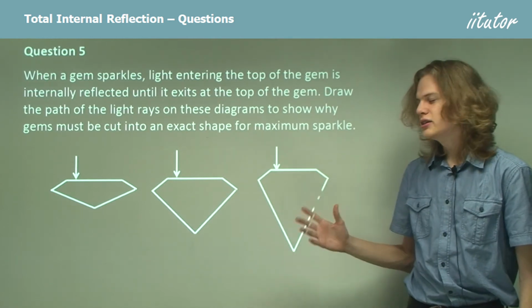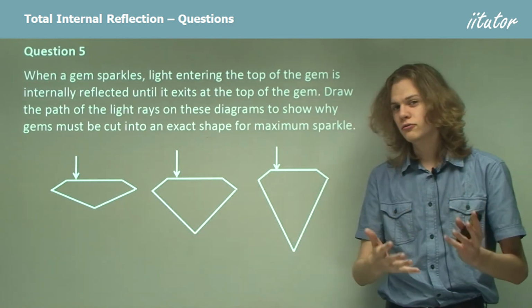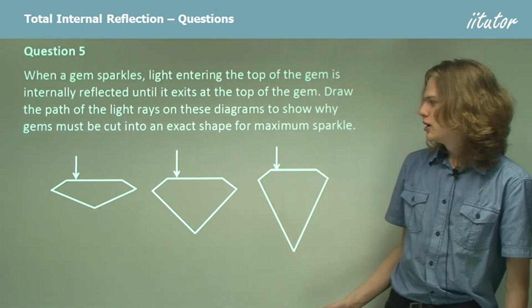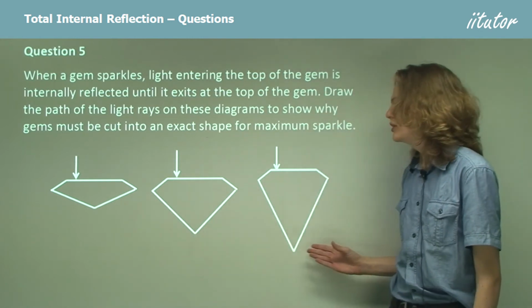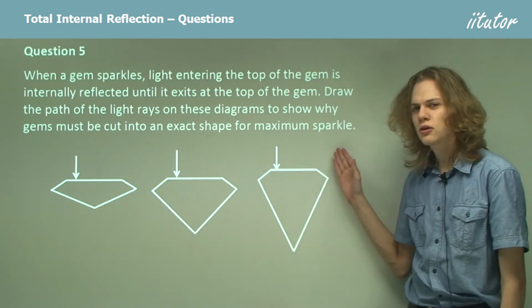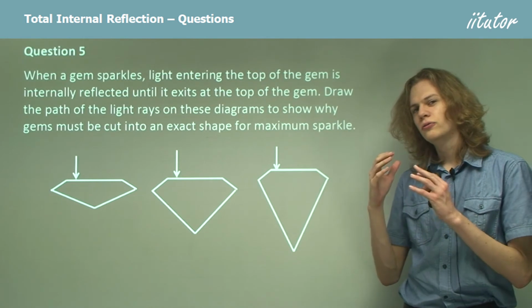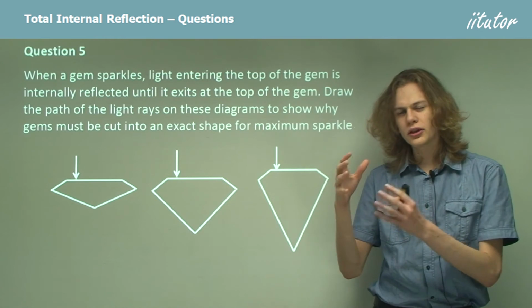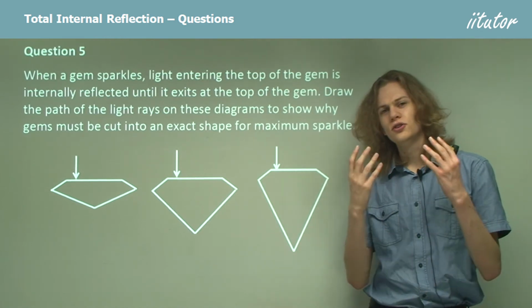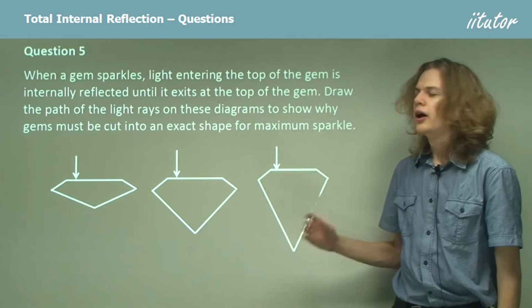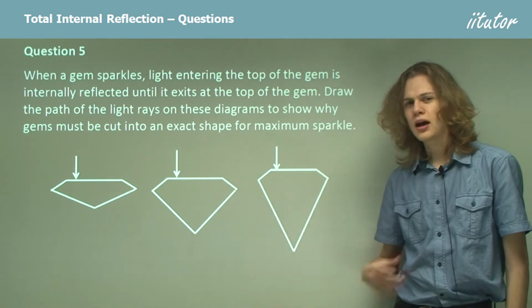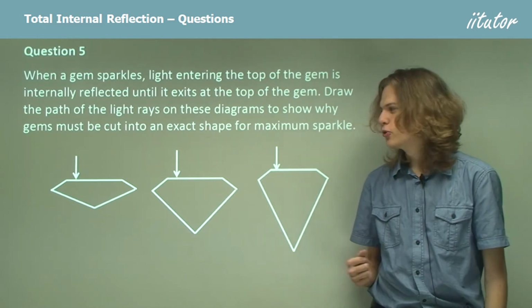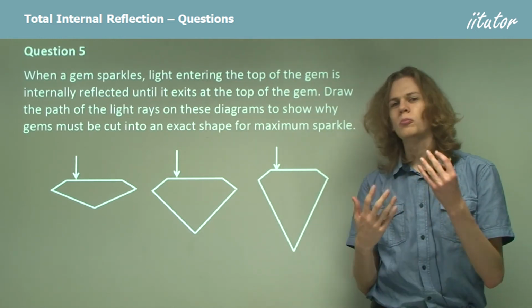So you can see that in each case, we have a gem with incoming light from the top, except the gem has been cut in different ways in each diagram. Here it's been cut very shallow, here it's been cut very deep. Now, if we want the maximum sparkle, then we need a lot of light going into the top of the gem. We need it to be refracted, or rather internally reflected, until it reaches the top of the gem again. If any of the light refracts and leaves the gem out of the bottom, then the sparkle won't quite be as bright, because we won't have quite as much light coming back out of the top of the gem.